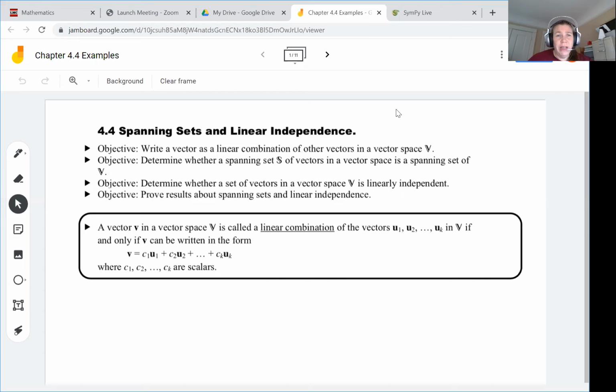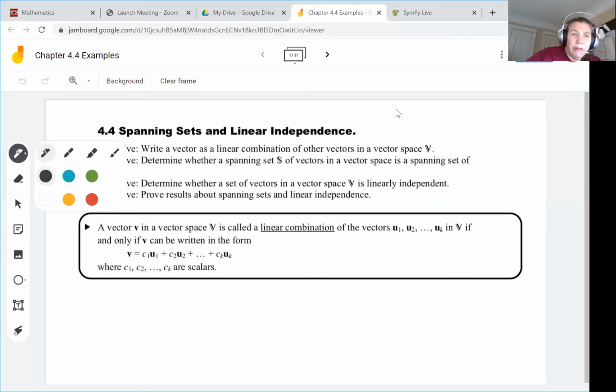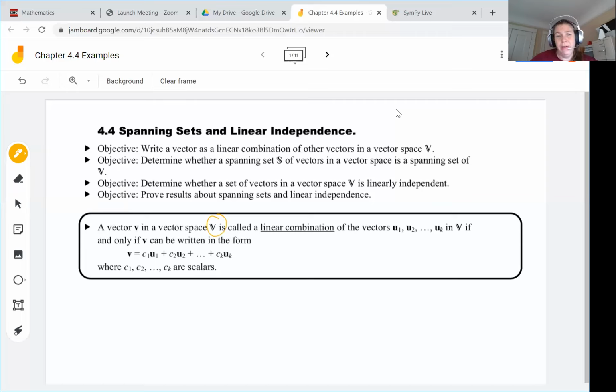A vector V in a vector space capital V, which we denote just as capital V, or you can use the fancy V with the lines as we did here. Either way is okay. If you just say capital V, we'll know you mean a vector space. So a vector is called a linear combination of the vectors U1 through UK, an arbitrarily long list, in the vector space V, if and only if this vector V can be written in the form of a linear combination of those vectors U1 through UK.